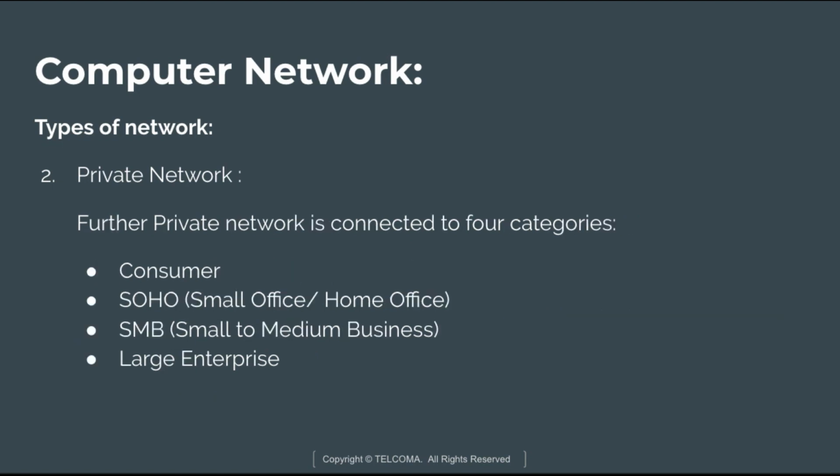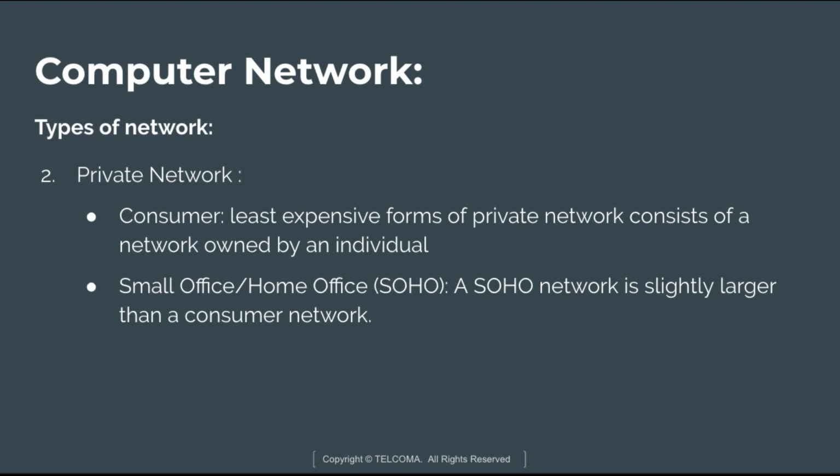Further, private networks are of 4 categories: consumer, SOHO, that is small office and home office, SMB, that is small to medium business, and large enterprise. Starting with the consumer, it is the least expensive form of private network, consisting of a network owned by an individual. Whereas small office, home office, SOHO, is a network that is slightly larger than the consumer network, and here the SOHO network connects 2 or more computers, 1 or more printers, and a router that connects the office or the home to the internet.